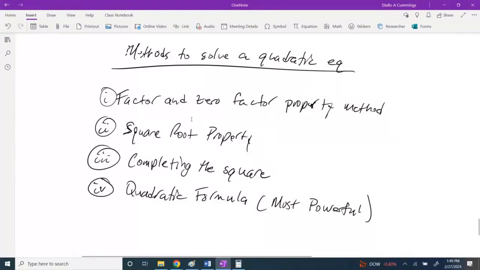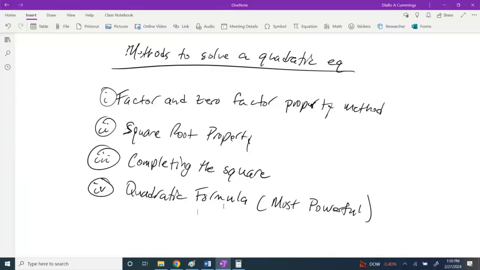You can only use the factor and zero factor property if you can factor it. Every quadratic equation can't be factored. That doesn't mean it doesn't have an answer. That just means you can't factor it. In order to use the square root property, you need a certain form of your equation. To complete the square, you need a certain form in order to use that method to solve a quadratic equation. But the quadratic formula can be used no matter what your setup is. So it's, in my case, the most powerful method to use.